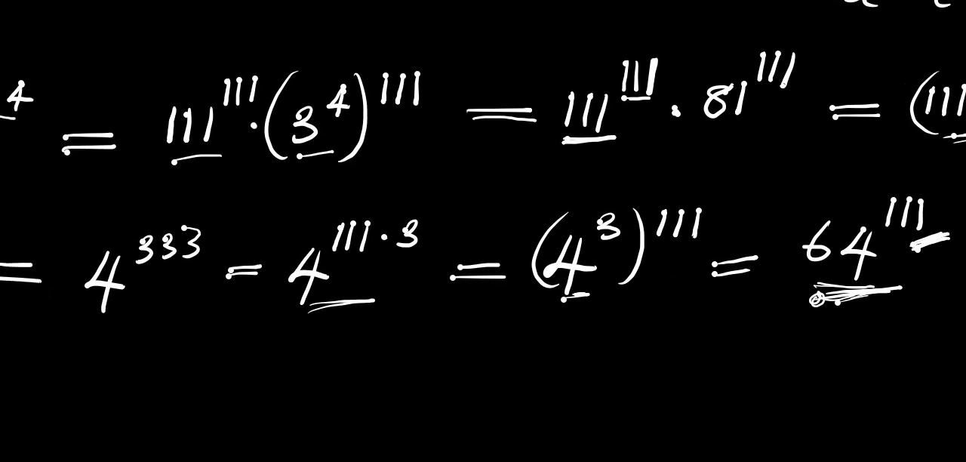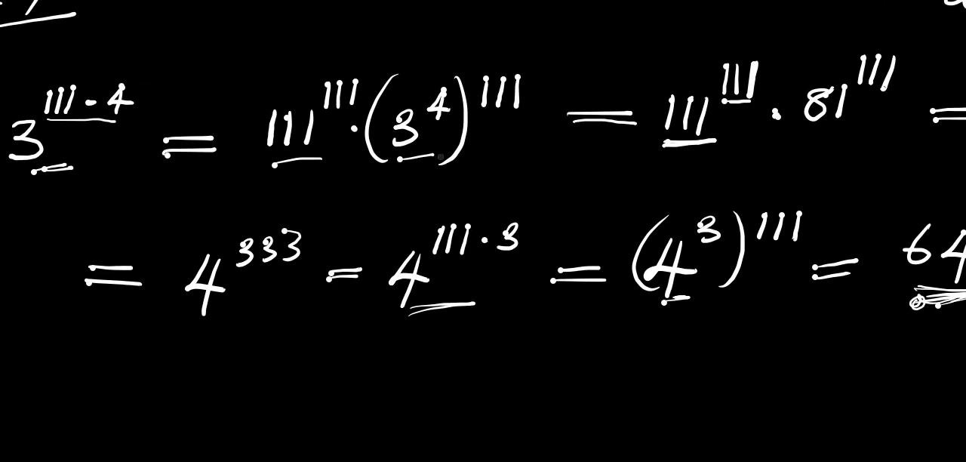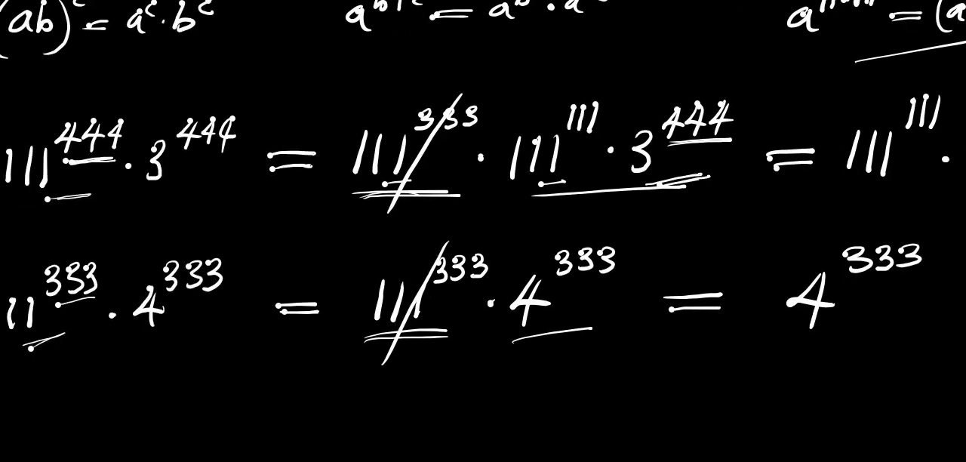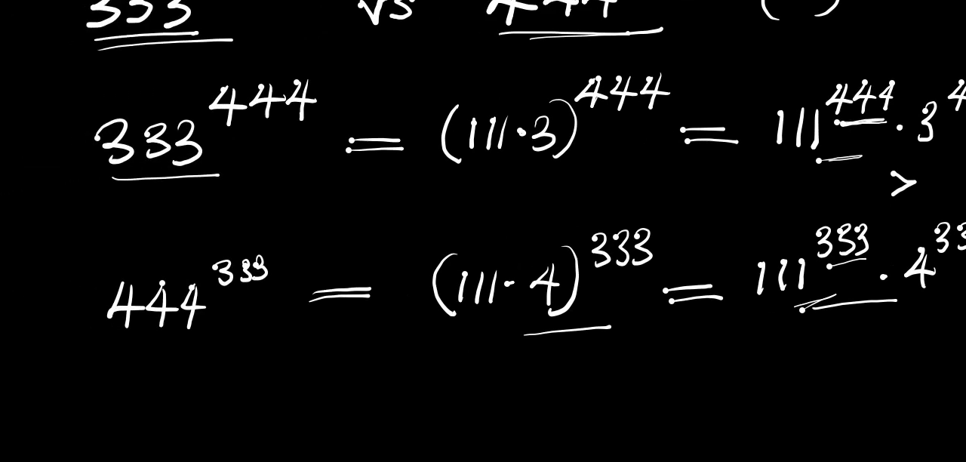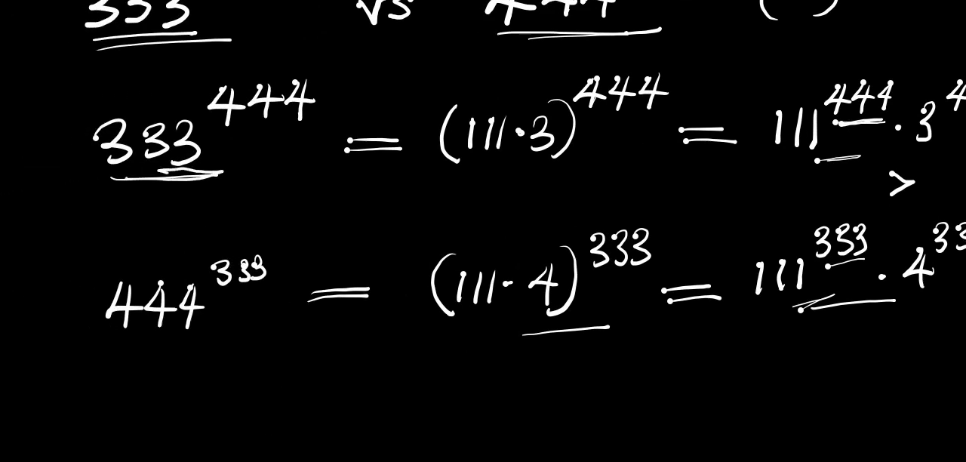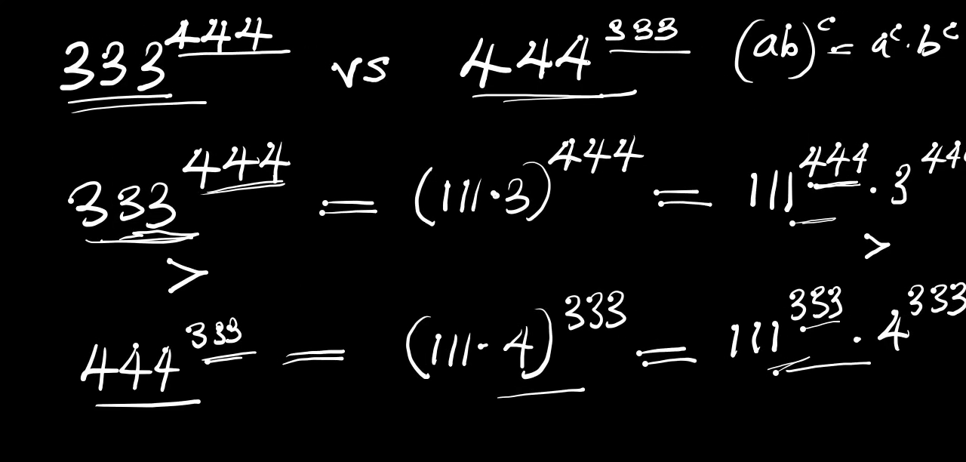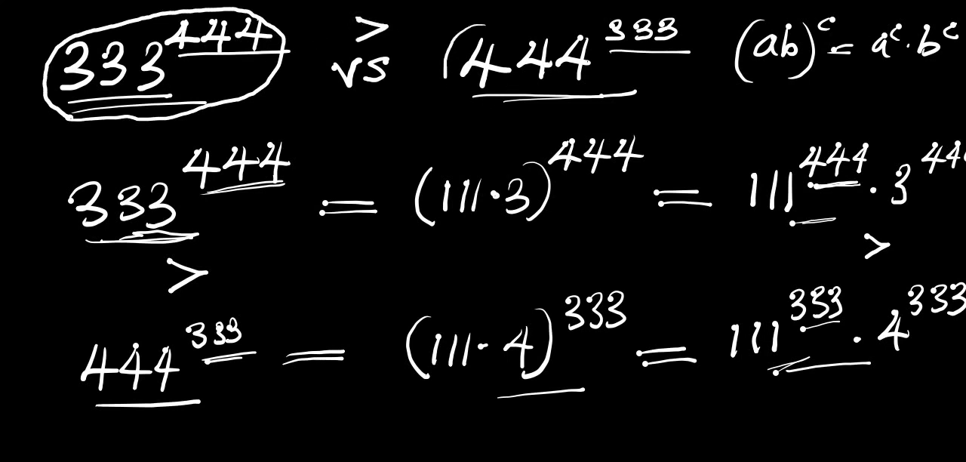Now, this also means that what we have here is far greater than what we have here. And this also means that the number we have here is far greater than the number we have here. And finally, this means that 333 to the power of 444 is greater than 444 to the power of 333. So finally, you can agree with me that this number here is greater than this number here.